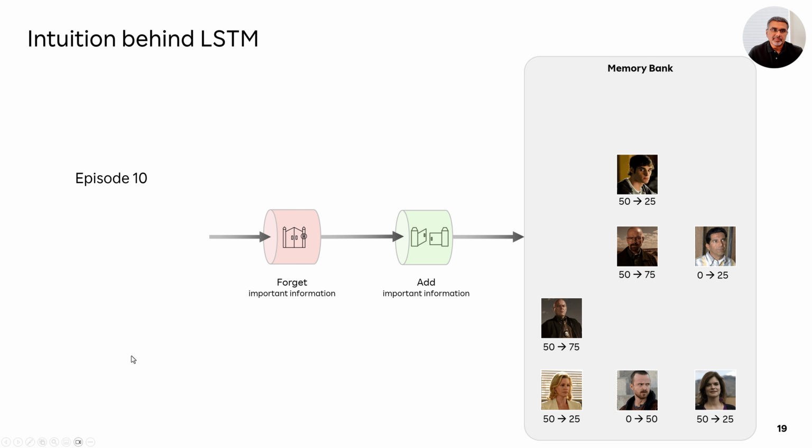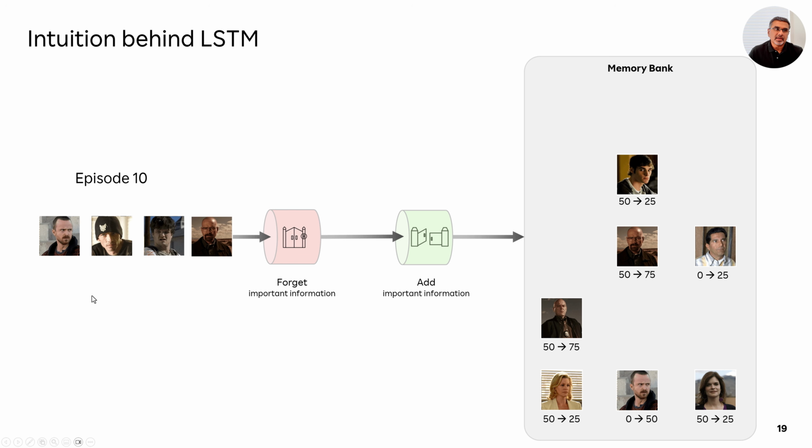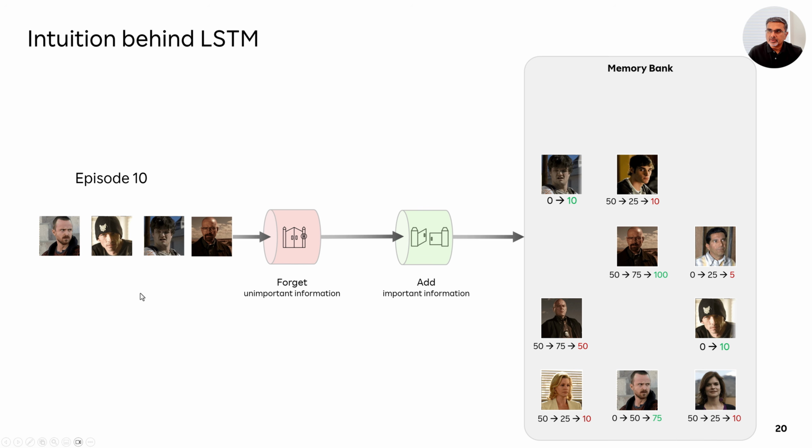Let's say we get to the 10th episode. In the 10th episode, let's say these characters appear: you have Jesse Pinkman, you have Skinny Pete, you have Badger, and you have Walter White. Now we'll apply the same thing. We see that Walter White is appearing in all the episodes and he's spending some screen time, and so does Jesse Pinkman. Badger and Skinny Pete are appearing for the first time, so we'll adjust their scores accordingly.